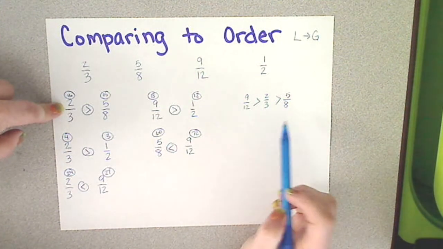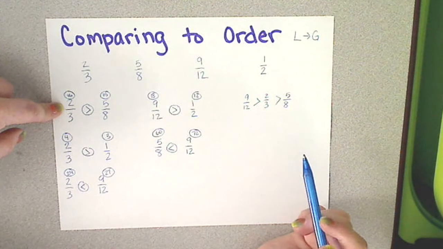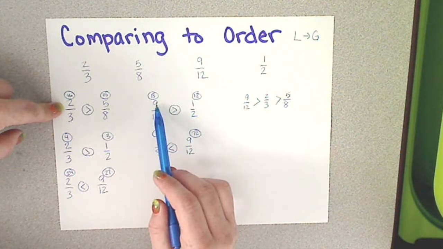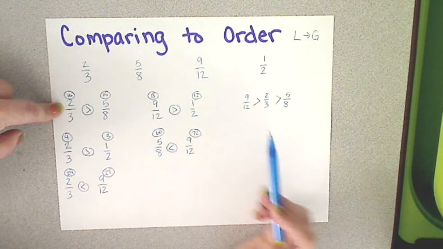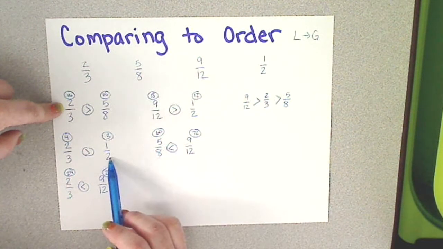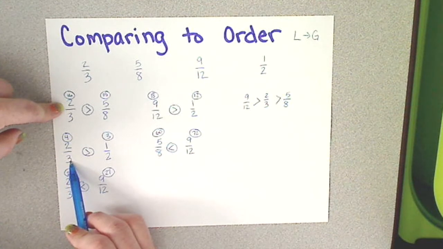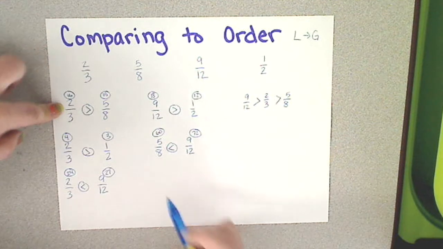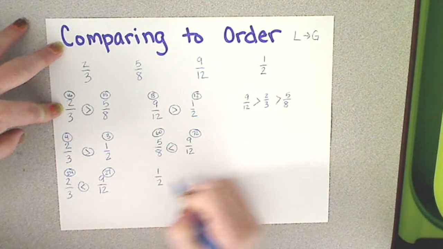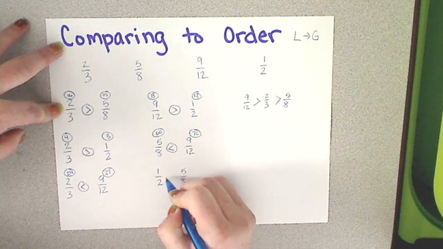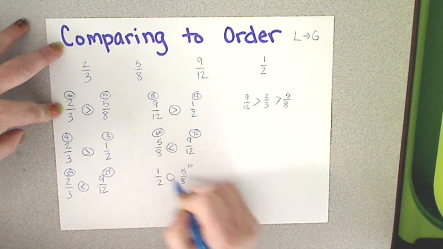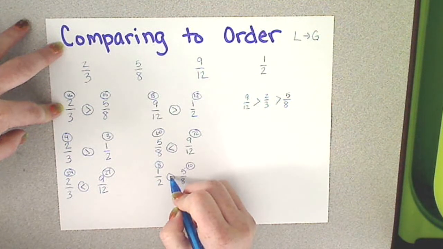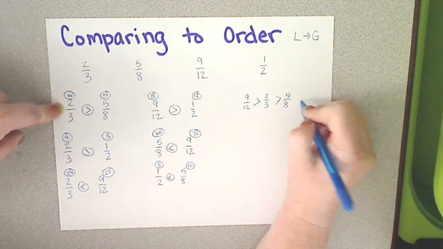So now I just need to figure out where my 1/2 falls in. Was 1/2 greater than 9/12? No. Was 1/2 greater than 2/3? No. Now we need to compare 1/2 to 5/8. 2 times 5 is 10, 1 times 8 is 8. In this case, 5/8 is greater than 1/2.